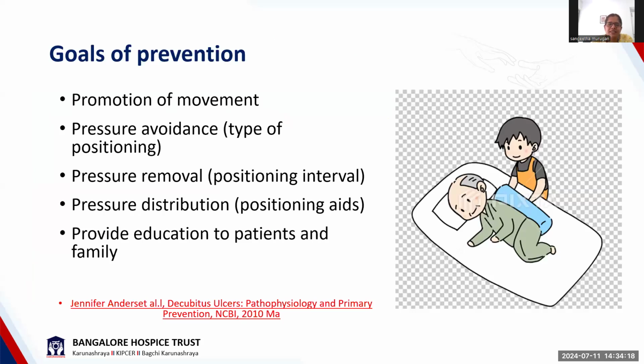So we saw what is pressure ulcer, how to assess, and what are all the stages. Your first criterion is prevention. So what are your goals of prevention? When you want to prevent pressure ulcer, tell the patient to move a lot. They have to change position, they have to move, and practice pressure avoidance. Tell the patient not to sit in the same place. They have to distribute the pressure equally in the body, and learn how to remove the pressure through positioning.